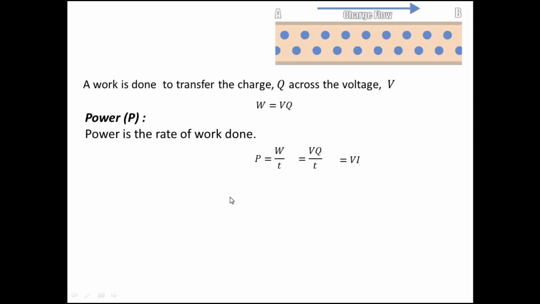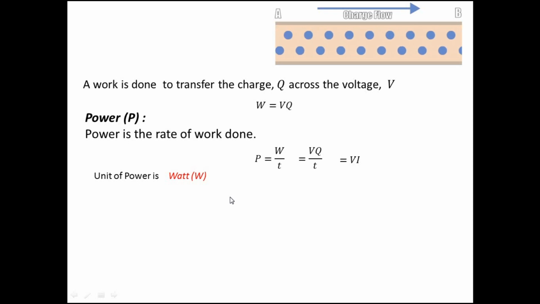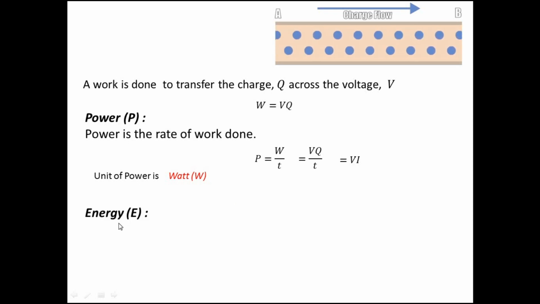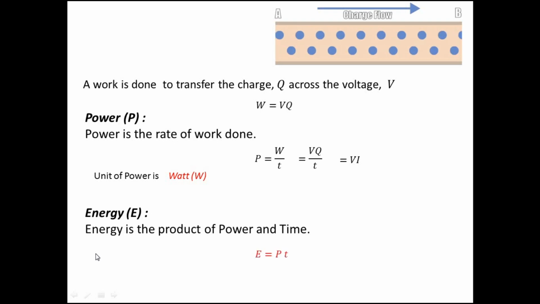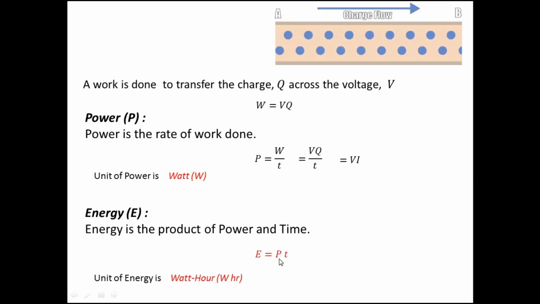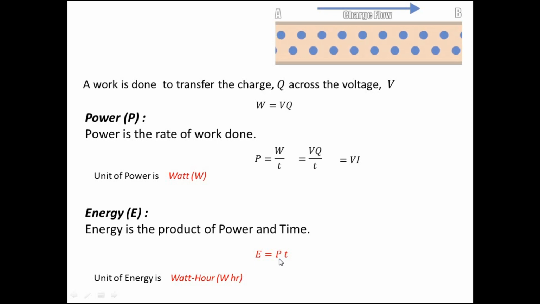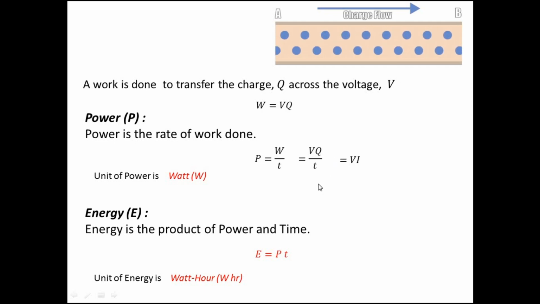And if we have the power, we can find the energy also. Before that, the unit of power is watt. Okay, and energy is defined as the product of power and time, E equal to P into T, and the unit is watt into hour, watt hour. The unit of power is watt and energy is watt hour. Power is P equal to V into I.